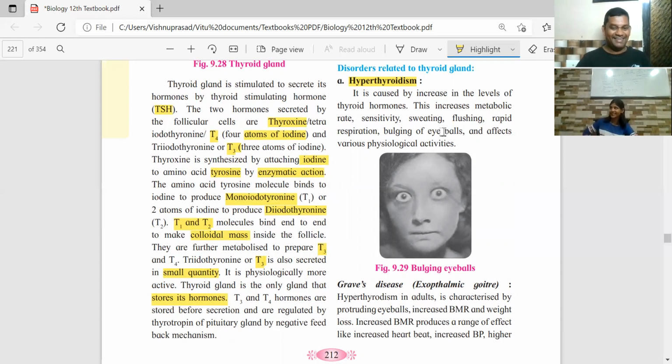Flushing here means a lot of sweating, a sensation of heat. That is basically a sweaty person. Rapid respiration. They will look hyper, and anxious. And you can see this expression, eyeballs bulging. Eyeballs become bulging, and other physiological activities are also affected. So, hyperthyroidism symptoms.